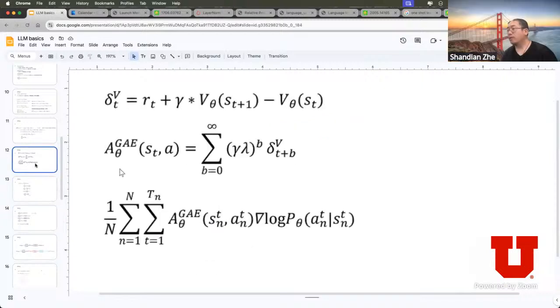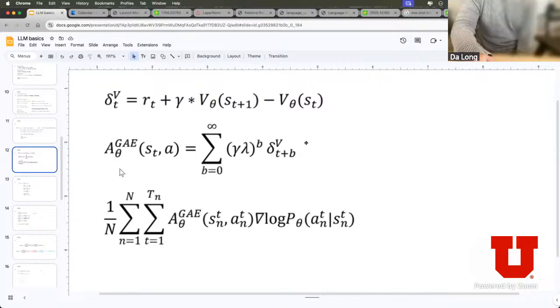If you look at the objective function, your A theta GAE, theoretically speaking, you should sum B from 0 to infinity. But practically, you need to truncate B to, I don't know, 3, 4, 5. I think because the sequence has a max length, B has a maximum.